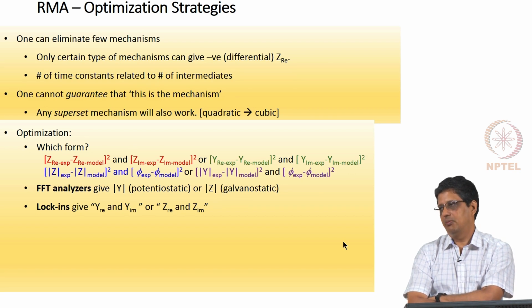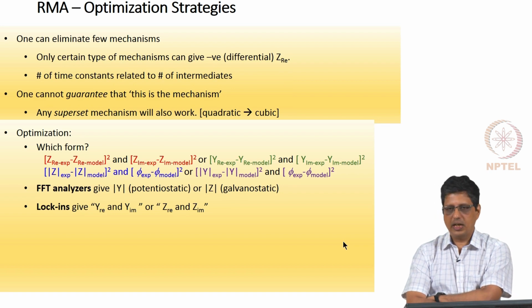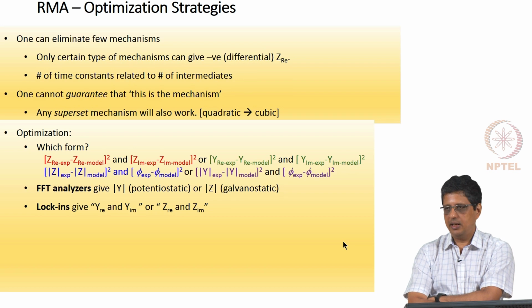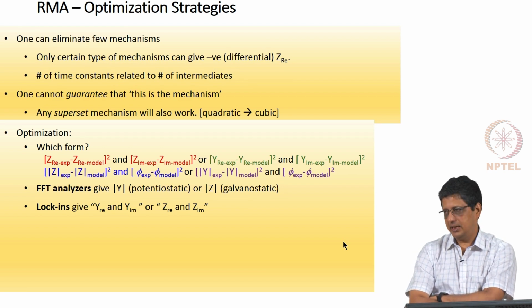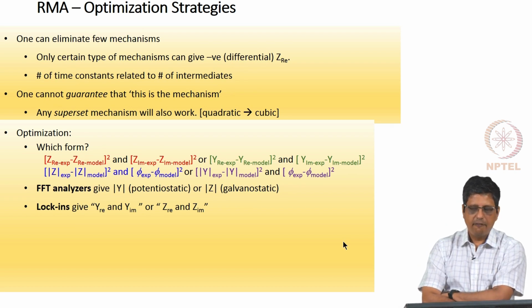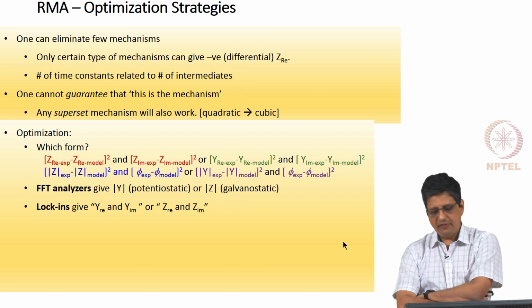Having said that, typically most researchers including our group end up finding the difference between the model real and experimental real impedance, and likewise take the imaginary part of the impedance and find the difference between the predicted and the experimental values, and minimize that. You can also use a weighing function, weight factor.